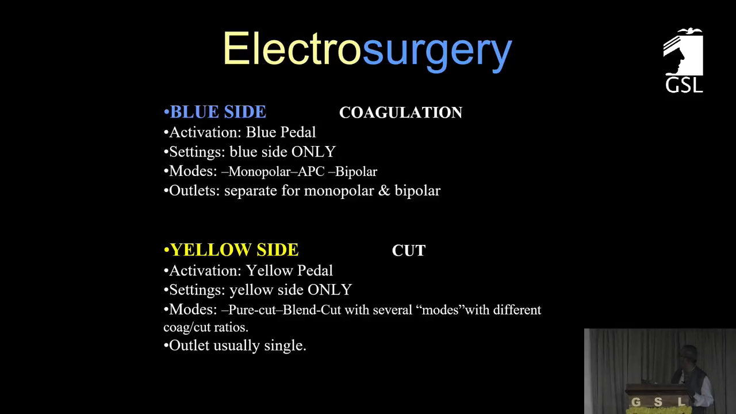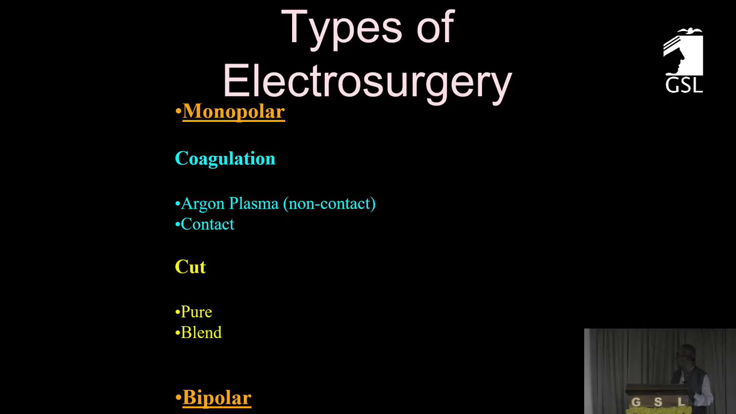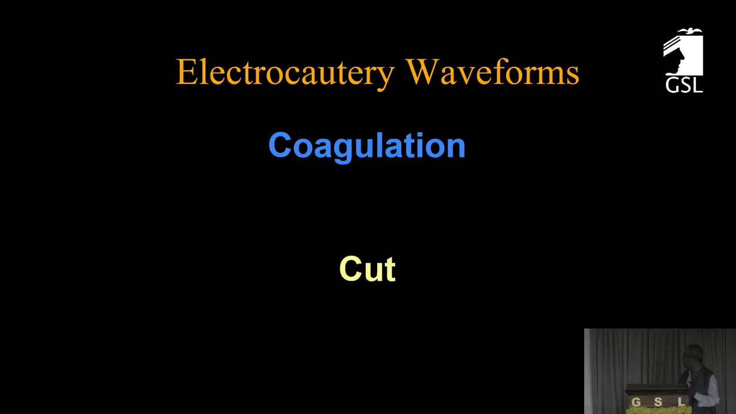So what are the types of electrosurgery? We have monopolar, that is coagulation, argon plasma or non-contact, contact coagulation and cut, pure cut and blend cut, and then we have bipolar. So what are the electrocautery waveforms? There are two types of waveforms, the coagulation and the cut waveforms.